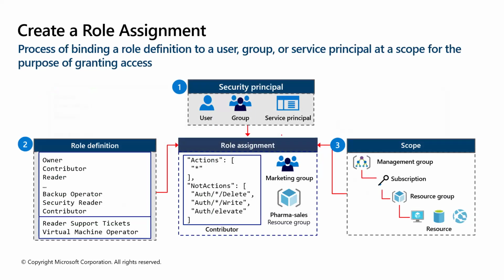This is what the role assignment is. When you create a role assignment, it is the process of binding a role definition to a user or service principal at a scope, for the purpose of granting access. You can do it at the subscription level, or individually. Owner, contributor, reader, all these are role definitions. When you assign one, you choose where you want to assign it and to whom, right?